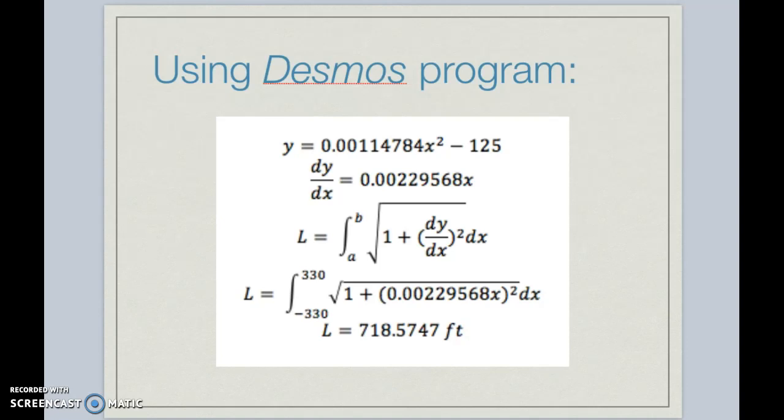Using quadratic regression on the Desmos program, I plugged in the found points from the previous slide, and it gave me the following equation displayed in the slide. Over here, I was able to take the derivative. The arc length formula is displayed right underneath that. And then my bounds from the previous slide were negative 330 feet to 330 feet. 1 plus the derivative found earlier, squared. And then the square root of all of that. It gave me a length of 718 feet approximately.